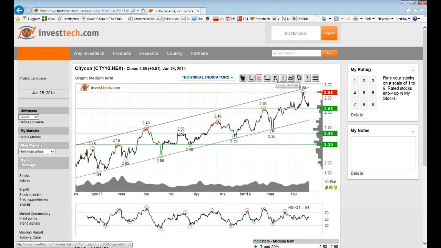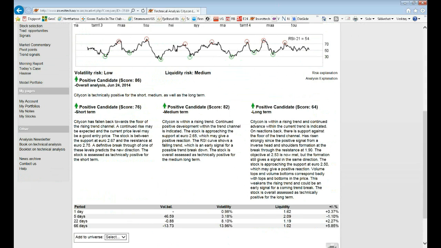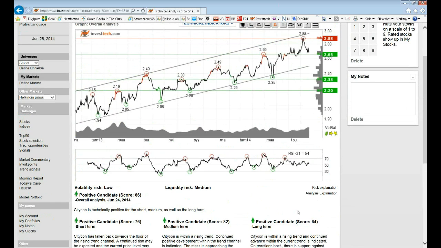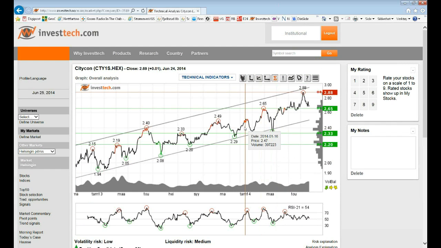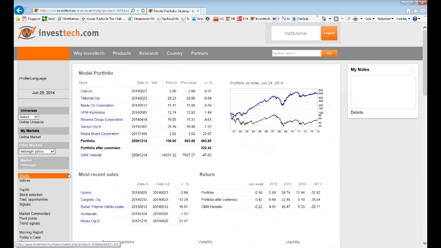and again go to total analysis, where you get the medium to long term. You can see the stock is in a rising trend. It is important to also look at liquidity and volatility. For this particular stock, the liquidity risk is medium. And you see that for the last 66 trading days, the liquidity was 1 million. This is fairly low, but it's still a nice level. If you go back to model portfolio, you will see the stocks we currently have in the model portfolio.